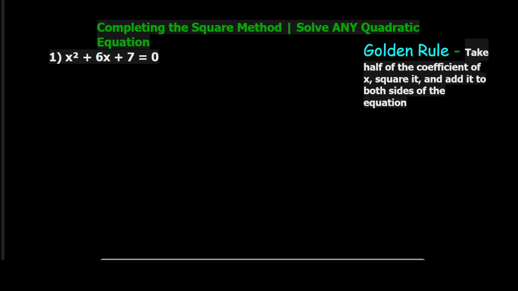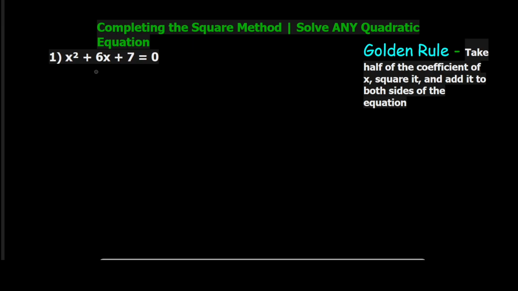Look at this question. Can you factor it? What two numbers multiply to 7 and add to 6? There is none. So if the factoring fails, how do we solve it? We can solve it by the quadratic formula, but we have another method, which is the complete the square method.